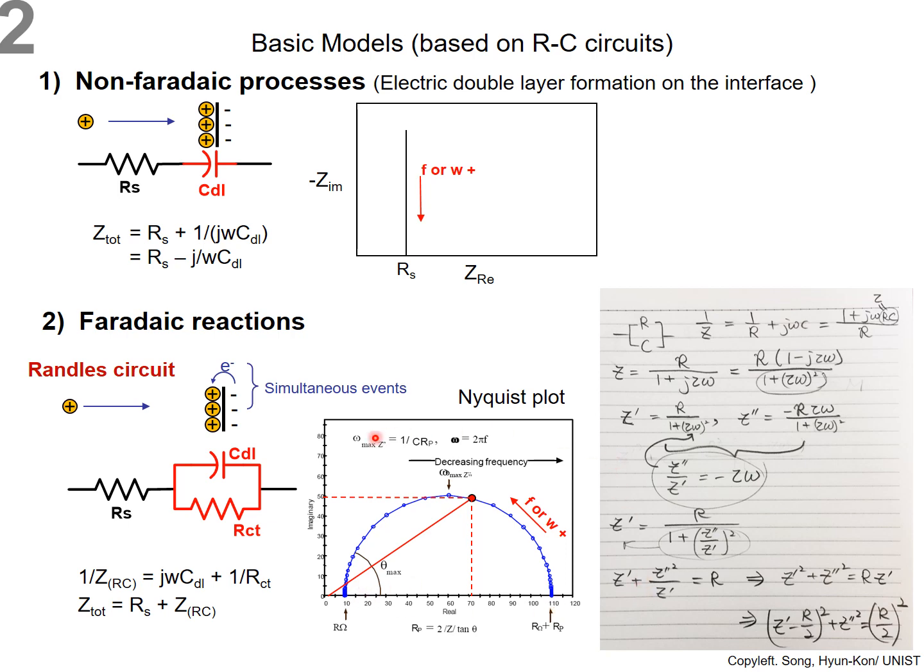This complex plane is sometimes called the Nyquist plot. Let me write down the Nyquist plot here. N-Y-Q-U-I-S-T. Oops, Nyquist plot. So this is the Nyquist plot, and for the Faradaic processes, practically you have this kind of semicircle.